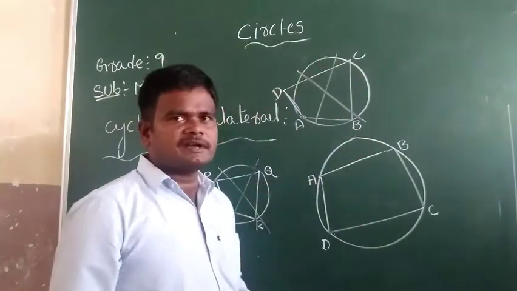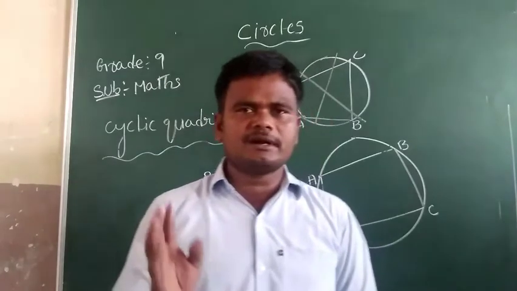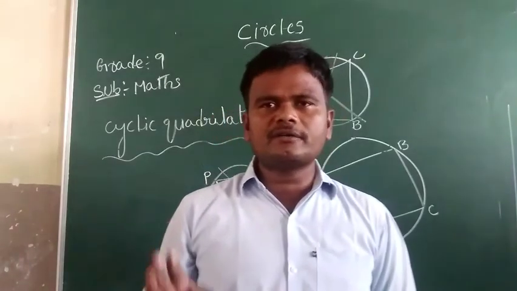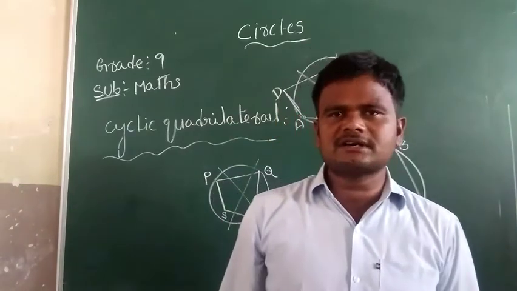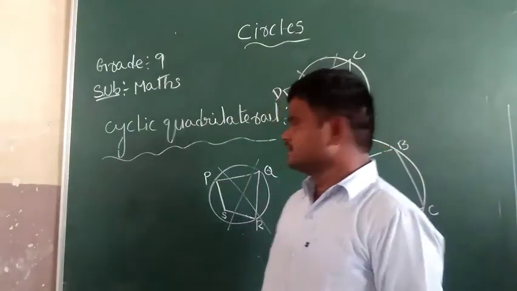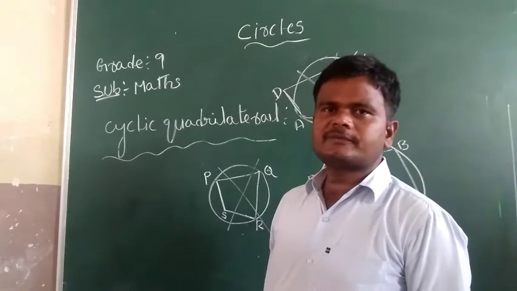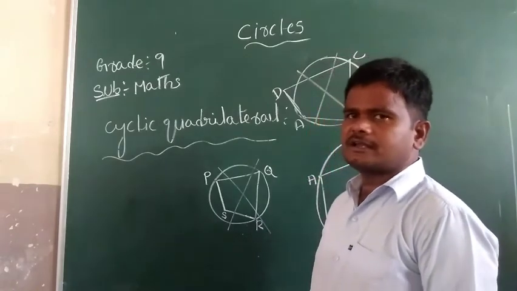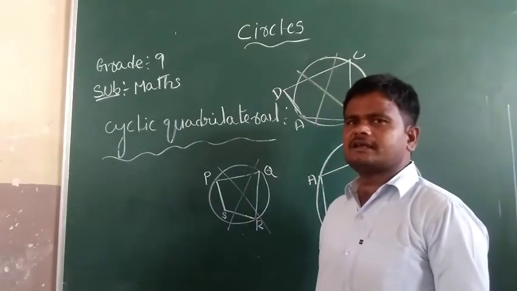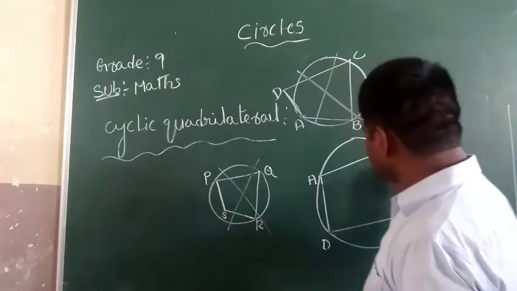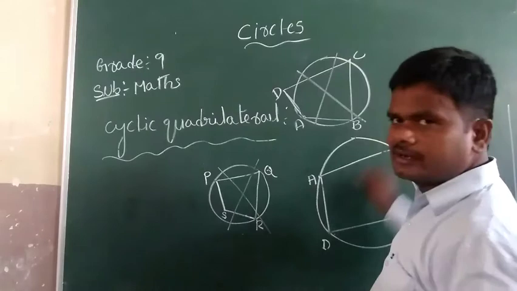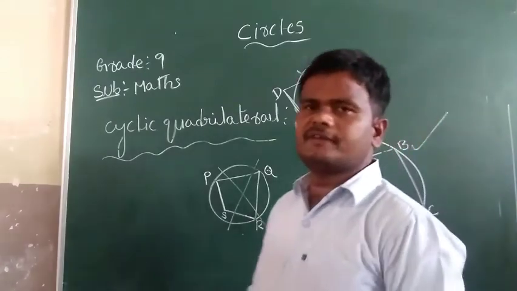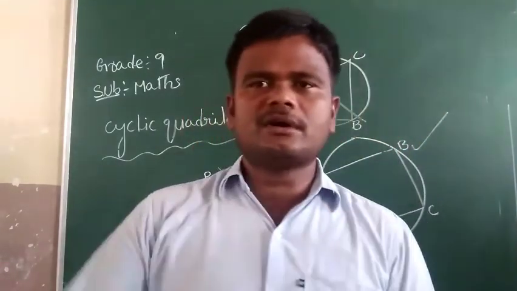So come to the definition of cyclic quadrilateral. A quadrilateral whose vertices all lie on the circle is called a cyclic quadrilateral. So this is the definition of cyclic quadrilateral.